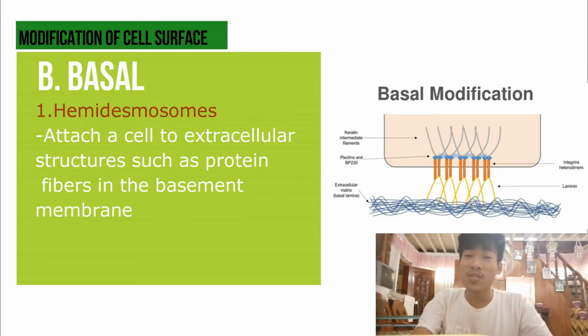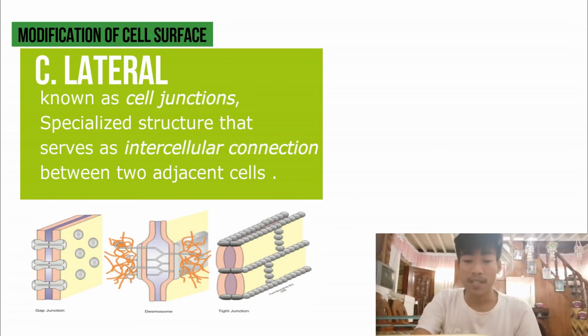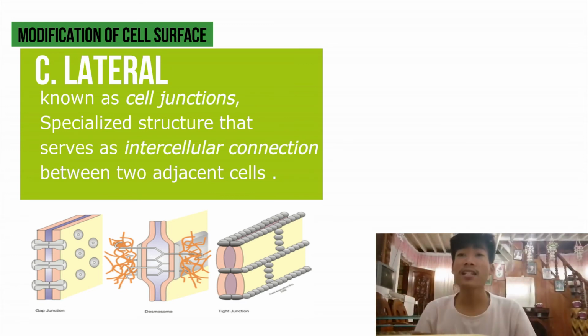Now, we'll look into the definition of hemidesmosomes. It says here that hemidesmosomes are similar to desmosomes in terms of functions. However, they attach the epithelial cell to the basement membrane rather than to an adjacent cell. And the last type of modification is the lateral modification, which is also known as cell junctions. They are a specialized structure that serves as intercellular connection between two adjacent cells.